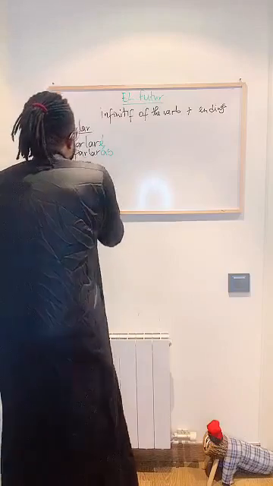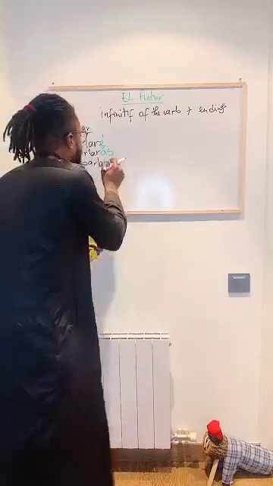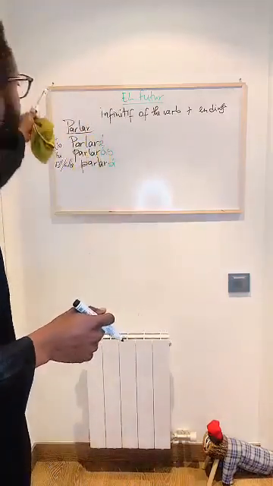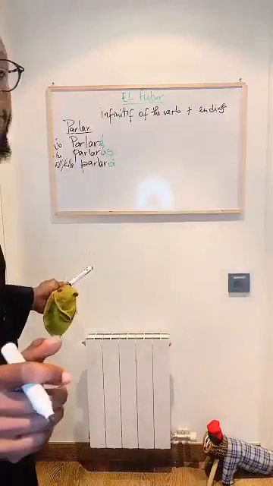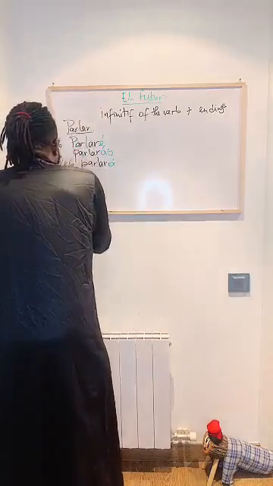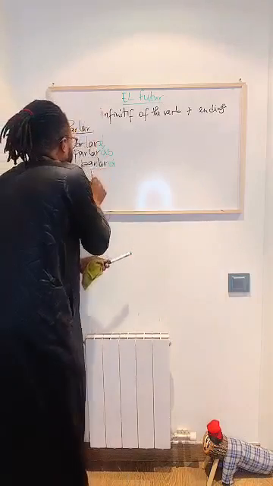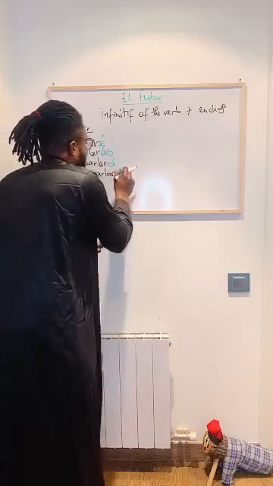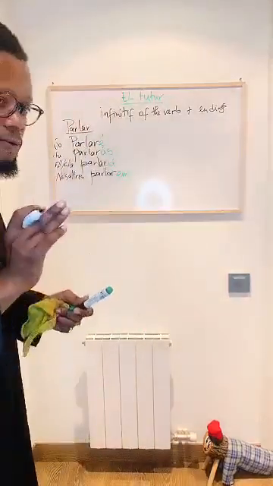Ella: parlar, one repeating verb. Then you add the ending, parlarà. And nosaltres: I repeat the verb, parlar, then you add the ending, nosaltres parlarem.